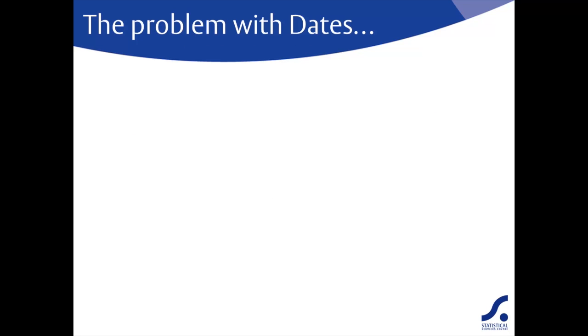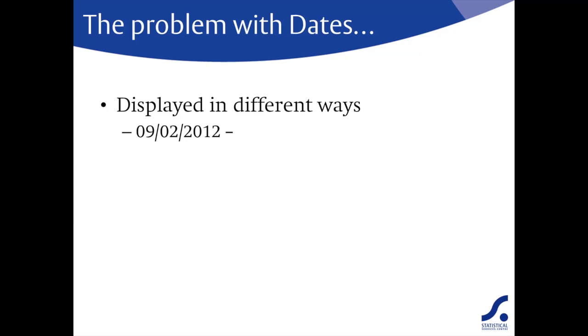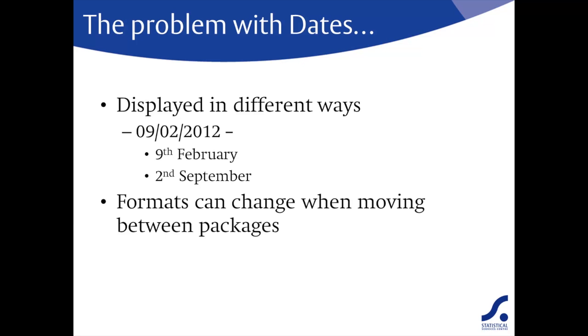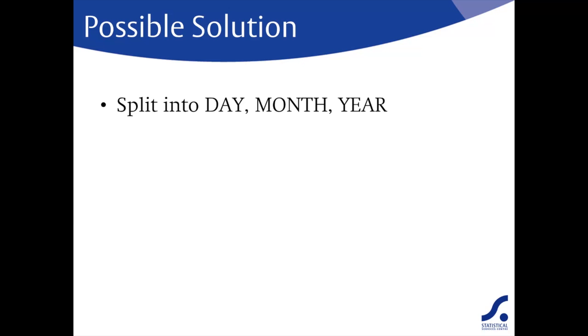One of the big problems with dates is that they can be displayed in different ways. For example, if we gave the date as 09/02/2012, depending partly on where you are, this might be the 9th of February, or it could be the 2nd of September. Dates can also cause problems when you transfer them between different software packages, as different packages treat dates in different ways. A possible solution is to use sub-items for the day, month and year. But this does lead to other problems, as we shall see.